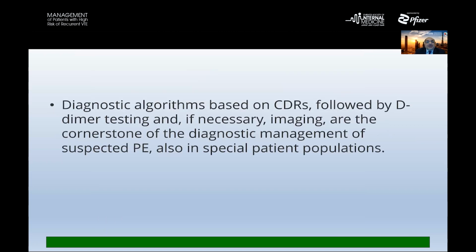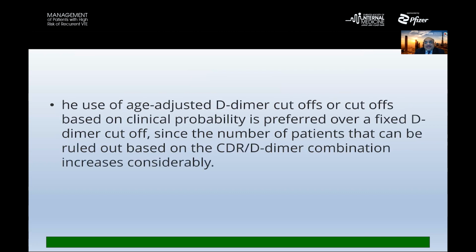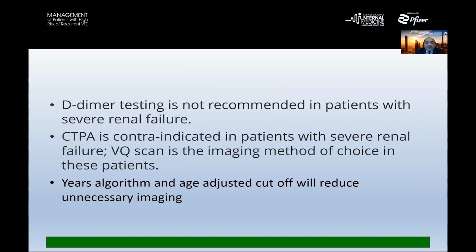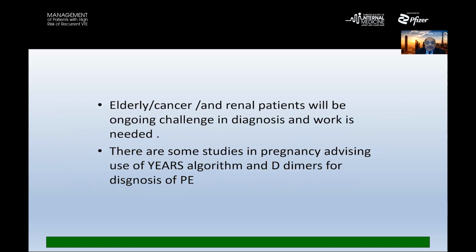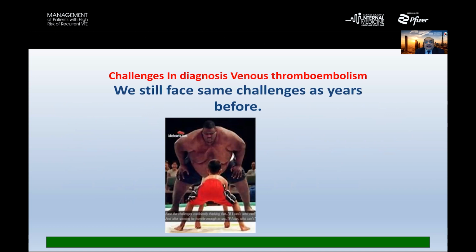Diagnostic algorithms are important, imaging are important, D-dimers are important, age-adjusted D-dimers are important, the new years algorithms are important, but what you will do, CTP is important, contrast-related injury is a reality, though the incidence is low. VQ scan is the method of choice in some patients if available. Elderly or cancer and renal patients were the problem, will be the problem, and will always remain the problem. So we still face the same challenges as years before.